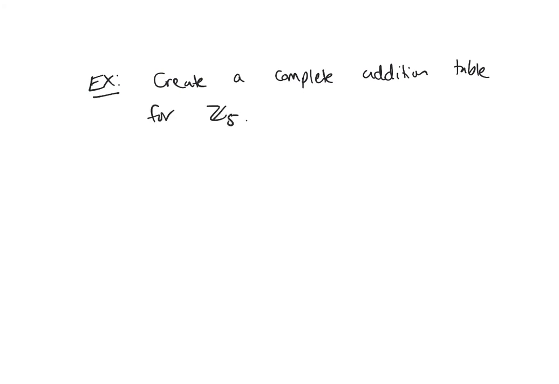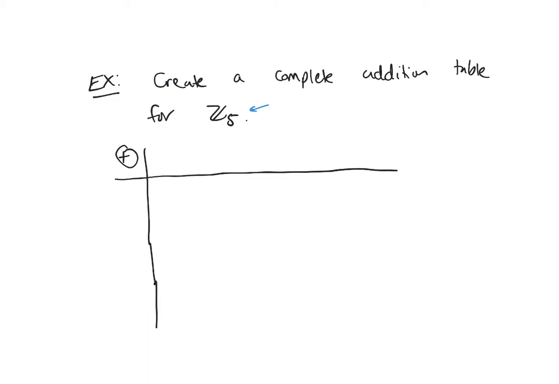So now that we've defined addition and multiplication, what I want us to do is to compute the addition table. So let's say we want to create a complete addition table for, let's go with Z5. So this is just like when you learn how to add numbers. So we're going to make a table that represents the addition of any two elements from Z5.